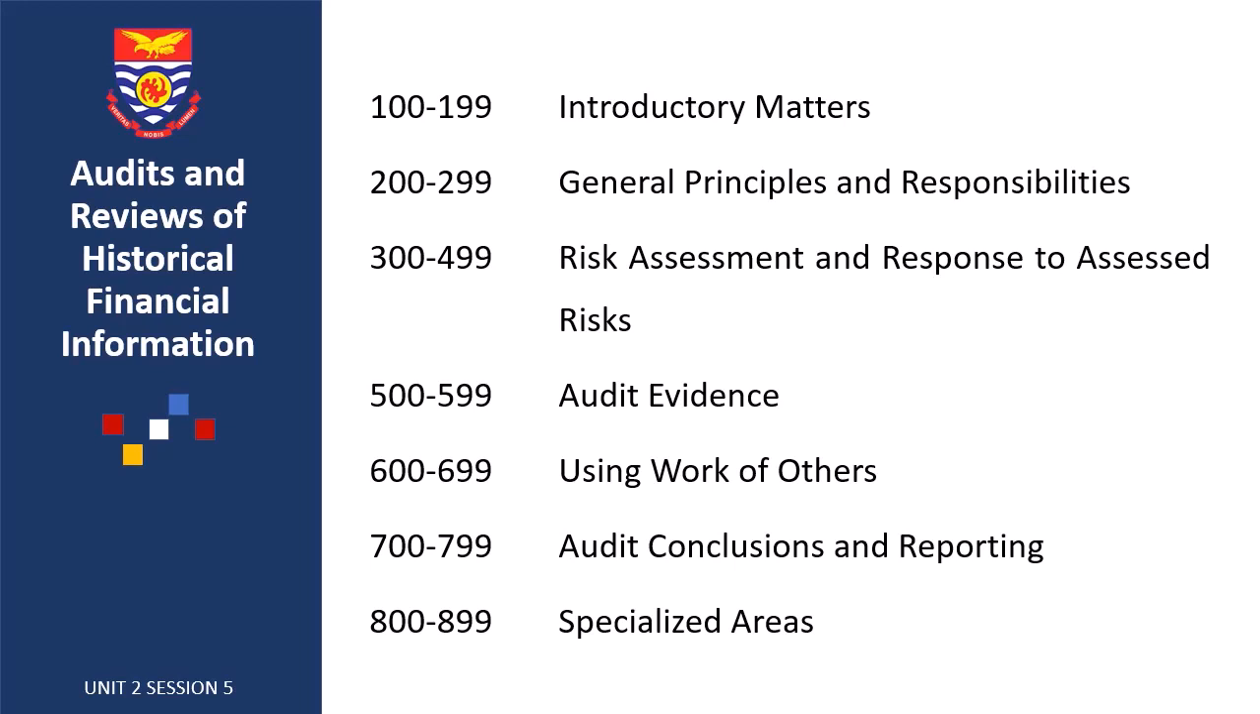Audit conclusion and reporting. After going through the introductory matters, the general principles and responsibility, you have been able to assess the risk and respond, and then you perform your audit, you gather evidence. Now you need to draw a conclusion and provide a report. So the standards that fall within 700 and 799 talk about the conclusion you have to give, the kind of report you have to give pertaining to the opinion.